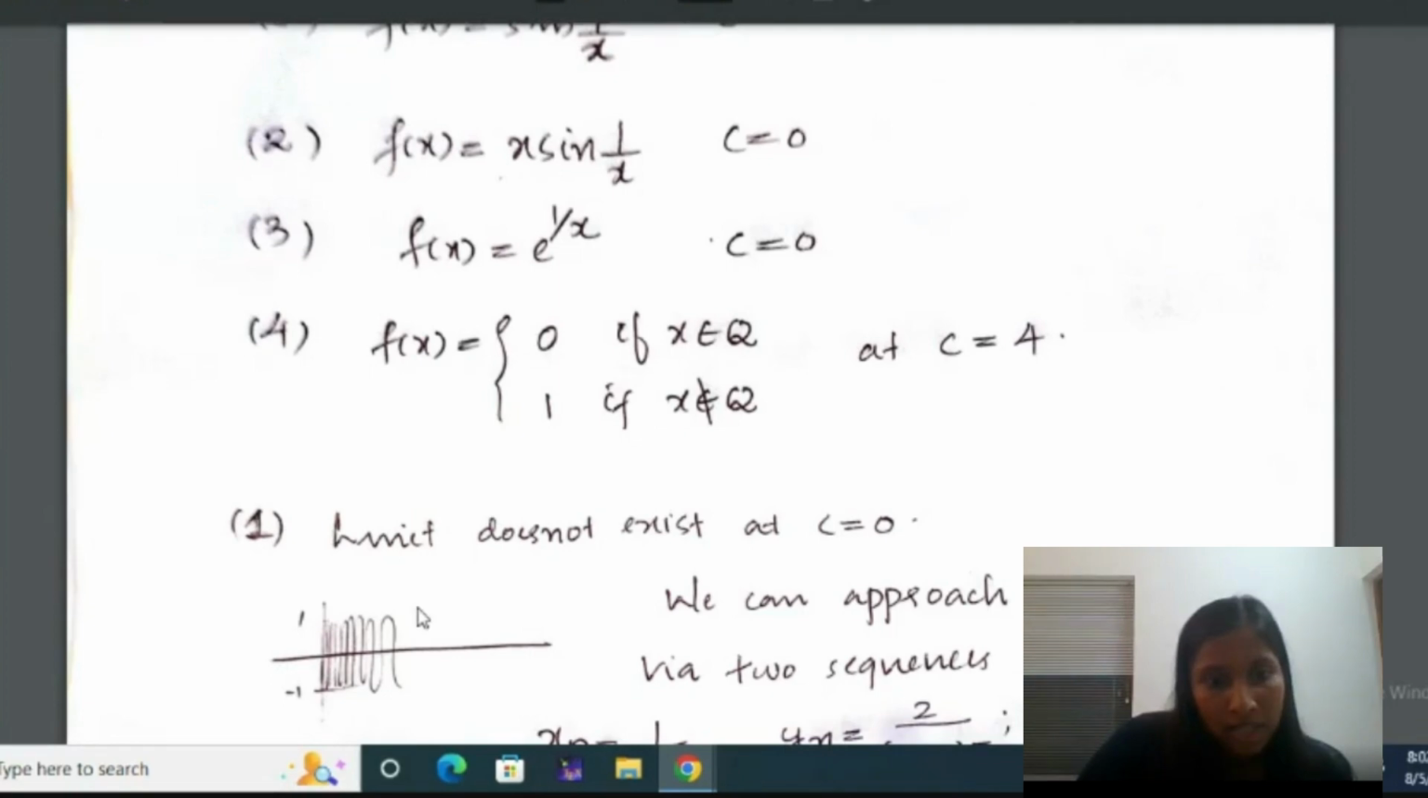So the function has infinitely many right limits. Any point between minus 1 and 1 will be a right limit for our function. For saying the limit does not exist at that point, we only have to find two different sequences which converge to 0, where the function values converge to two different points.